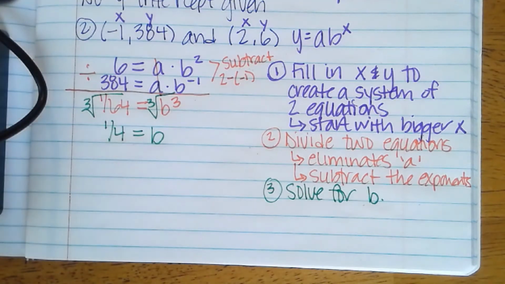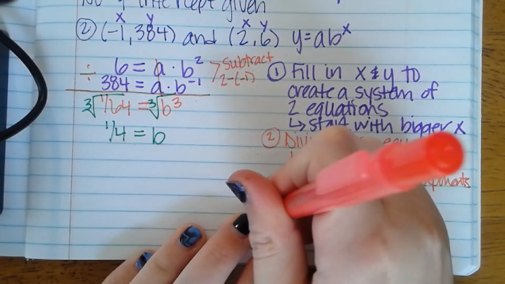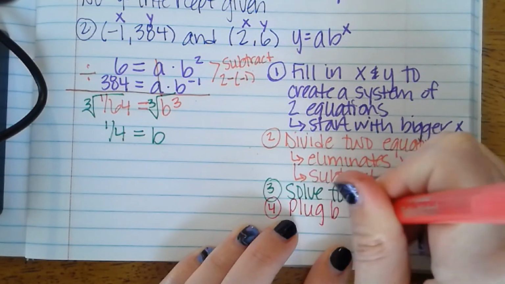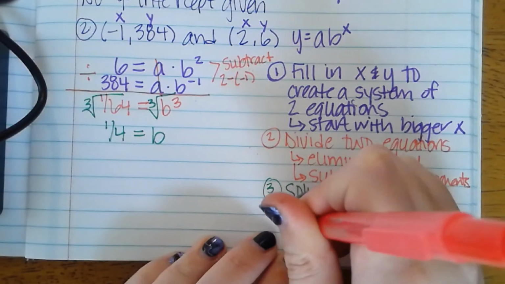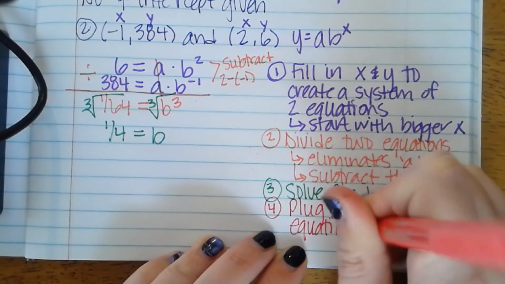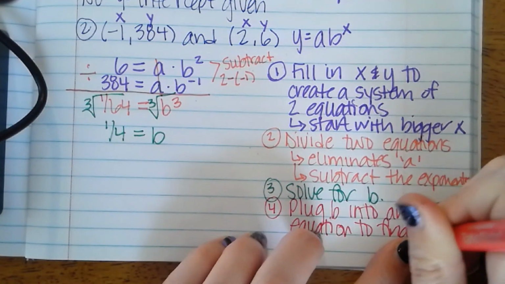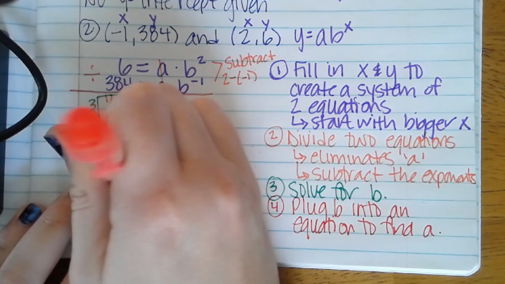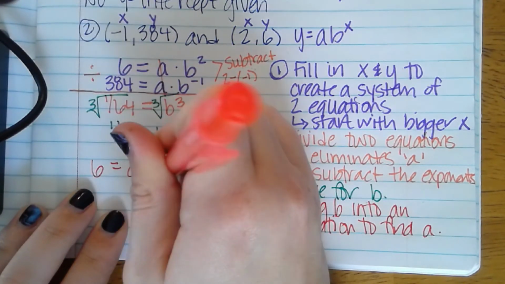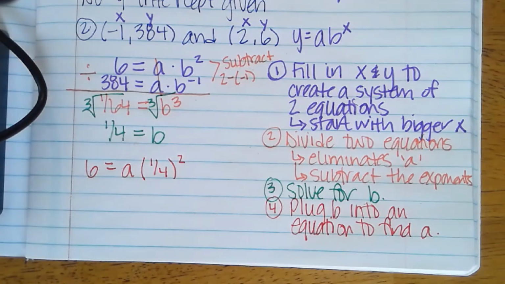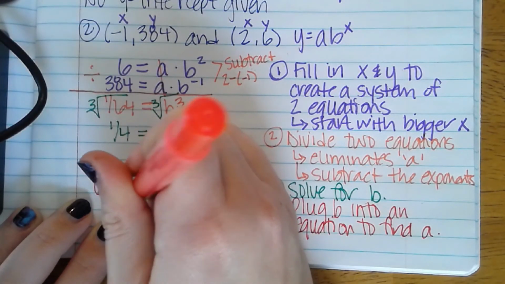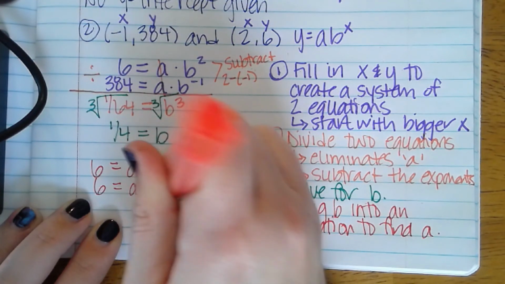Okay, so now we know our b value. So now we need to go back and solve for a. So we are going to plug b into one of those equations to find our a value. So I'm going to always use the one with the positive exponent. So I'm going to use that top one. We have 6 equals a times 1/4 squared. Okay, so we have 6 equals a times 1/16.